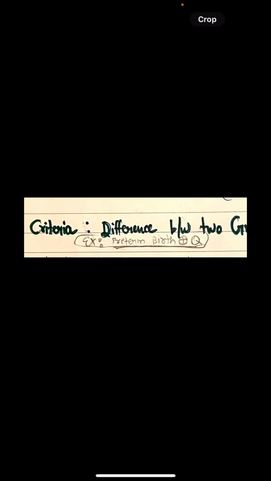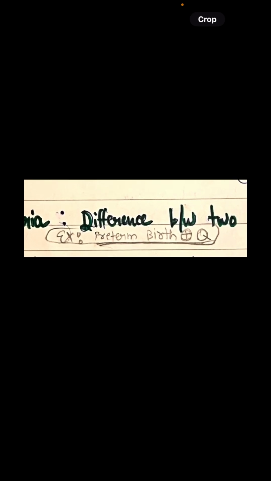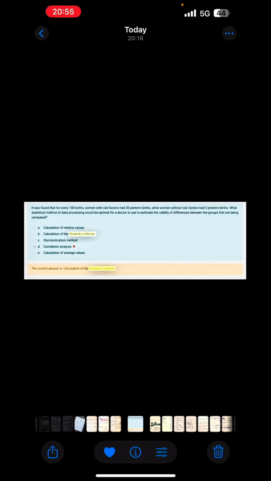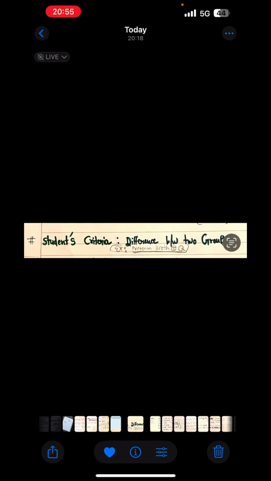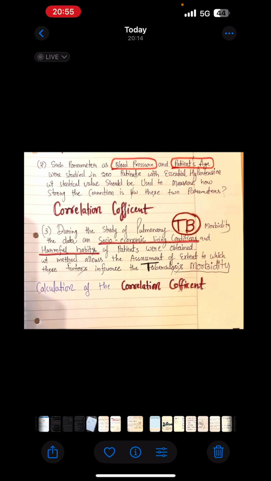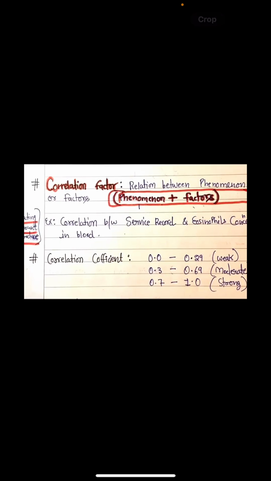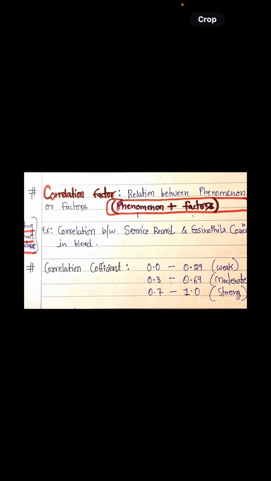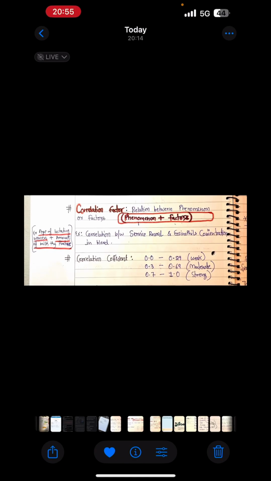I have included the example here: preterm births between two different groups of women, with risk factor and without risk factor. So this is basically the student's criterion, the difference between two comparable groups which are having similar things. And the correlation factor is simply the relation between the phenomenon and the factors.